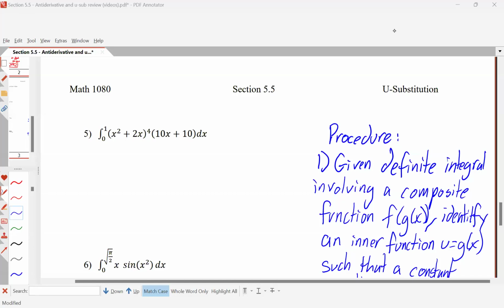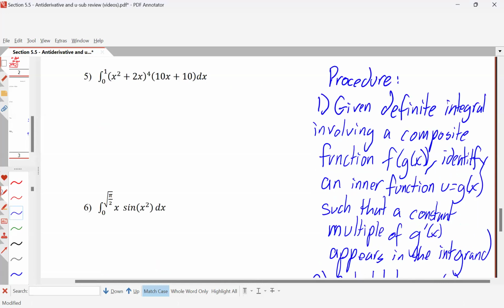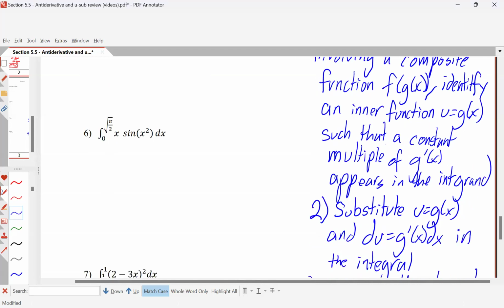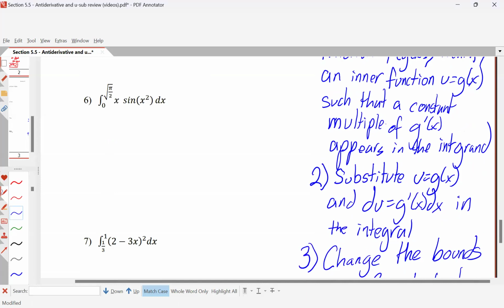Hello. In this video, we will be going over 4 examples on how to use U-substitution on definite integrals. As a review, the procedure is that we are going to identify an inner function u and its derivative that appears in the integrand. Then we will substitute the function and its derivative.